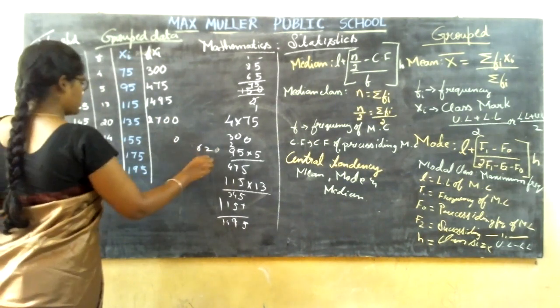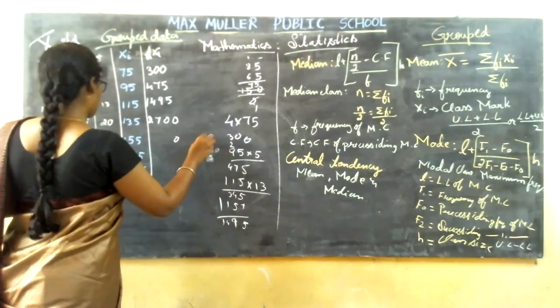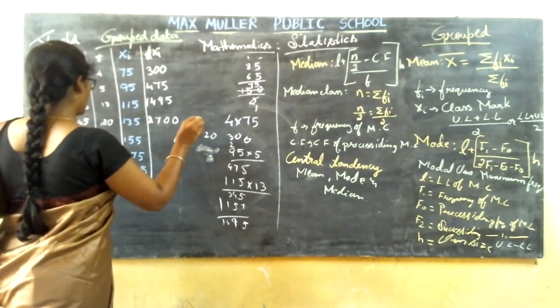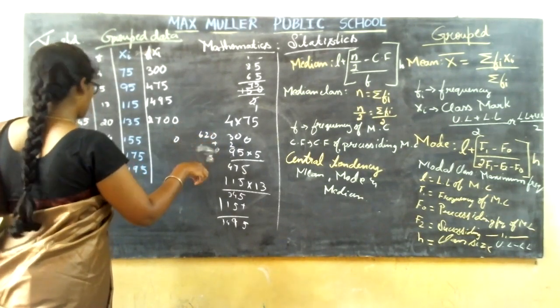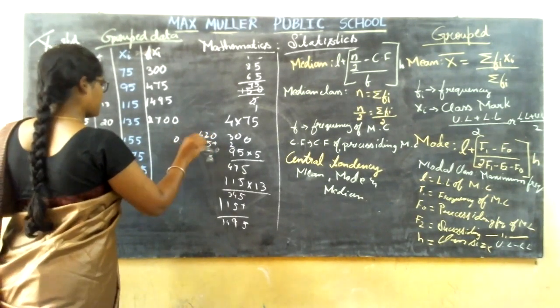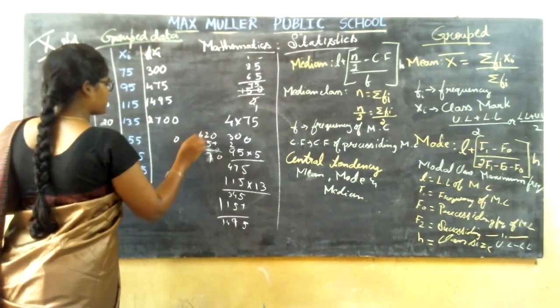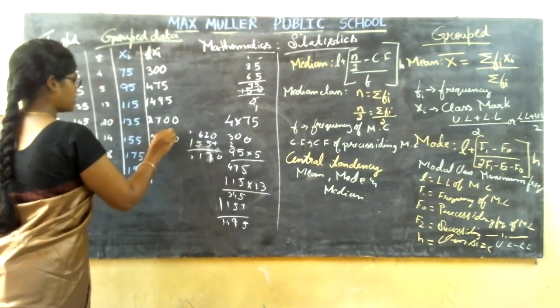Then it is 5. Missed somewhere. 4 5s are 20, 22, 2 carry. 4 1s are 4 plus 1. Correct. Then it is 5, 5, 1, 0, 7... 11, 2. So it is 2, 1, 7.